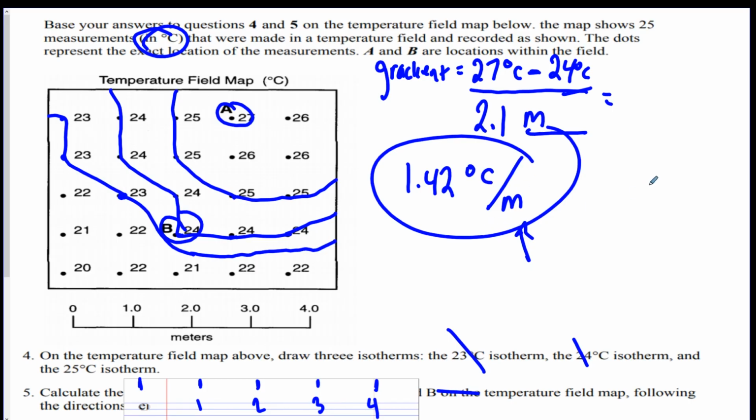All right, so that's a little overview on isolines and gradient. The test is going to consist of the spheres, locations, so you can watch that video. That was video number 2, plus drawing the isolines and doing a couple gradient questions.